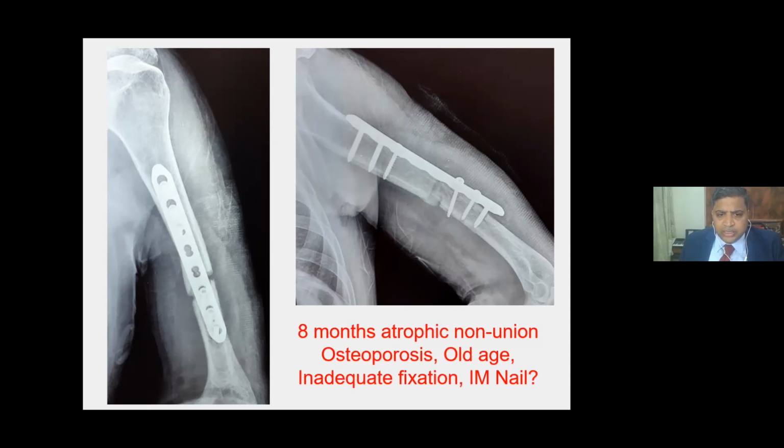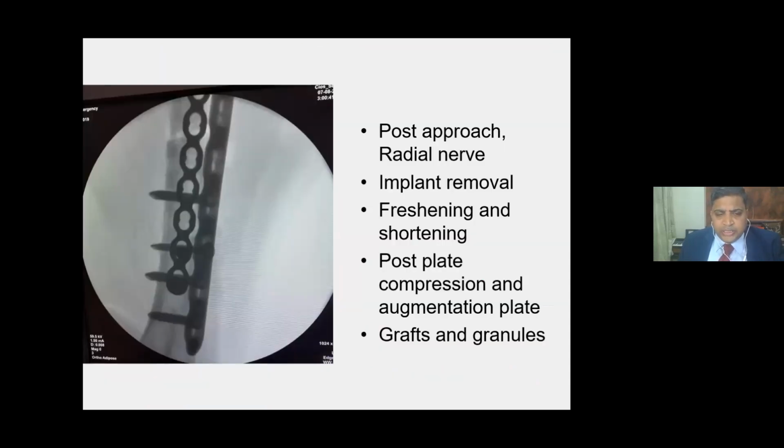There is a gap at the fracture site. The plate is still there. I think there is an inadequate length of fixation, and sometimes I feel that intramedullary nailing, with a good load sharing device, especially in this osteoporotic bone, would have been better. So for this patient, for the nonunion, we went ahead with a posterior approach with implant removal.